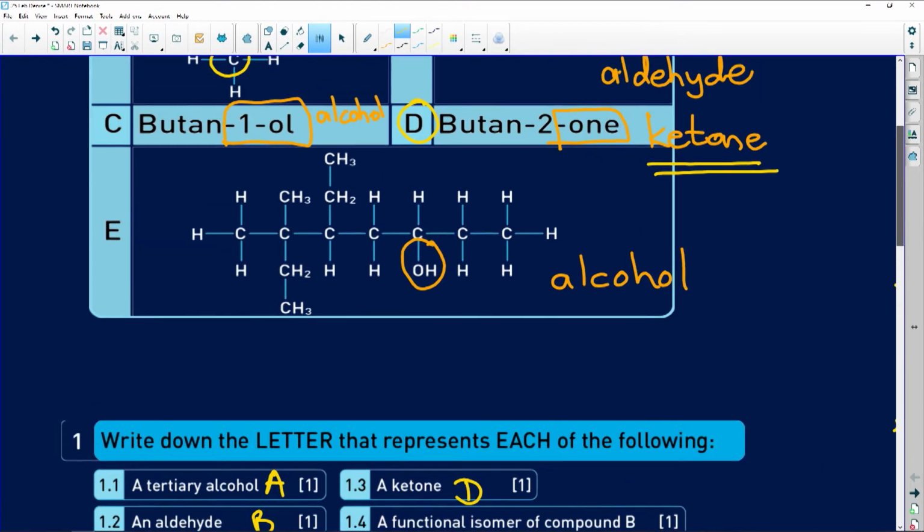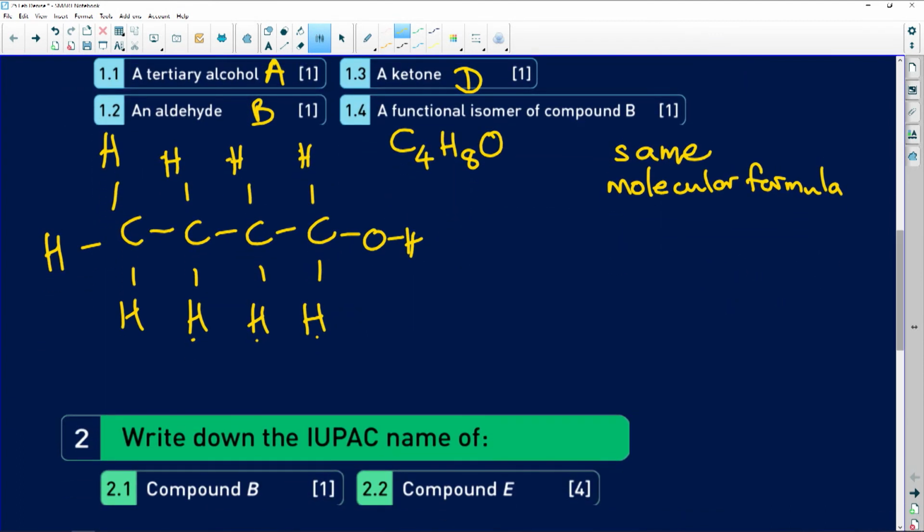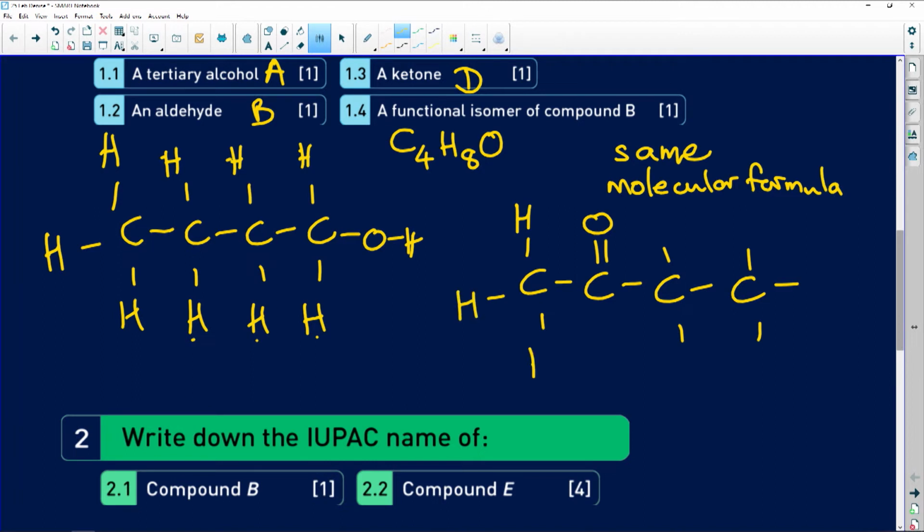So let us have a look at compound D. So if I draw out compound D, it's butane 2-one. So butane 2-one, there are 4 carbons. On the second carbon, there's my carbonyl group and my hydrogens. Always count your bonds. So it's 1, 2, 3, 4. So don't put in too many bonds or hydrogens. So always count. Maximum of 4 bonds. So now I've got 1, 2, 3, 4, 5, 6, 7, 8. So I've got 4 carbons, yes. I've got 8 hydrogens, yes. And I've got 1 oxygen, yes. So which is going to be a functional isomer of compound B? It's going to be compound D.